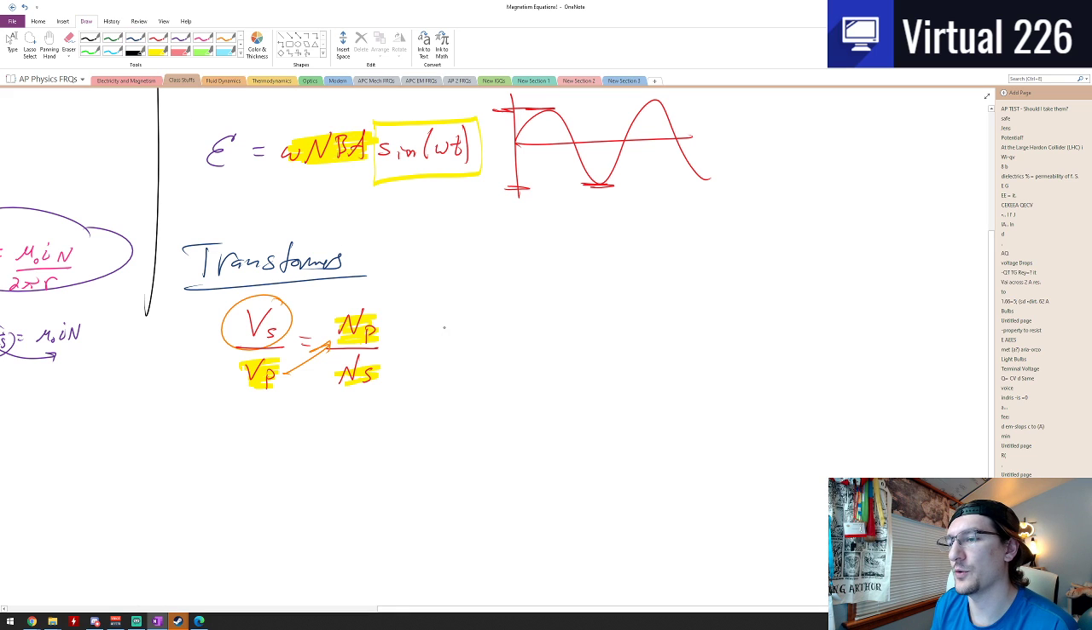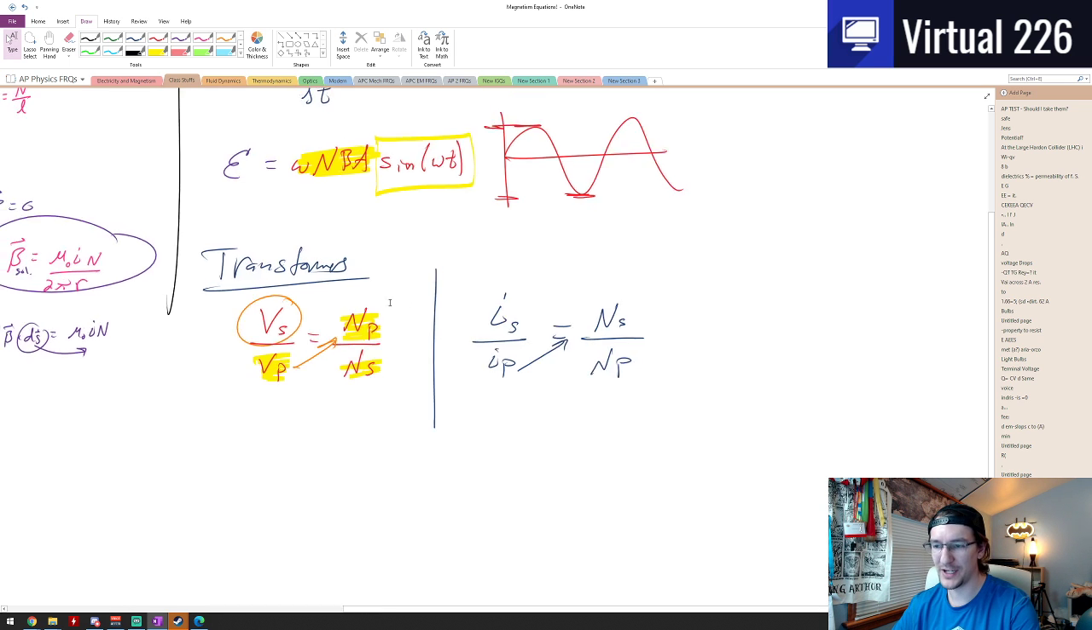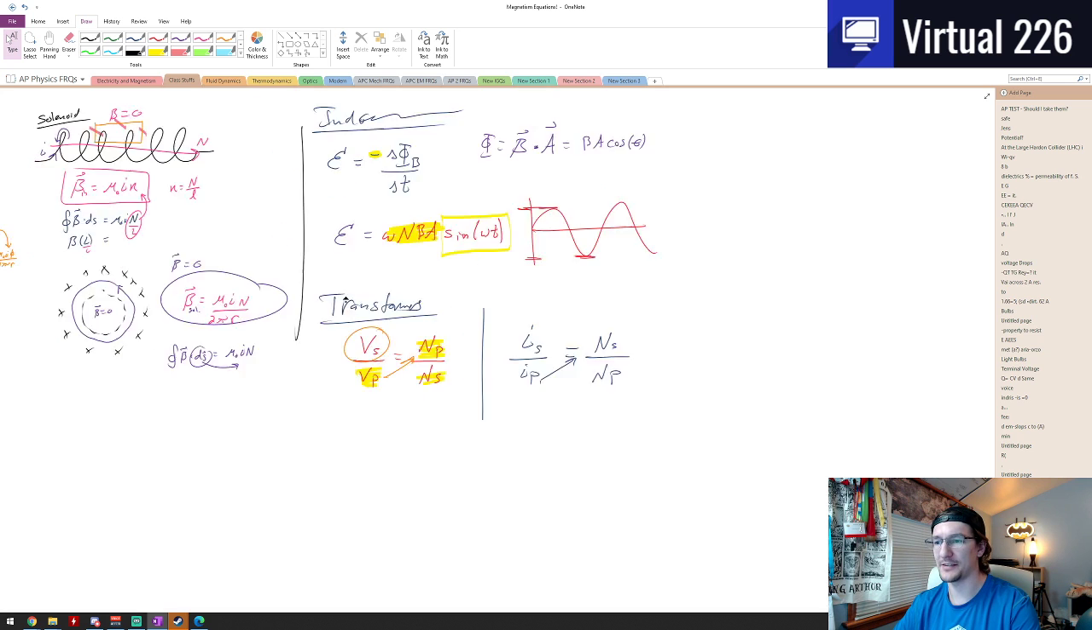We also learned that if you wanted to do this for currents, you could say that the current of the secondary over the current of the primary is equal to, because of the ratios, the number of turns on the secondary over the number of turns on the primary. So those are the last two things. Once again, if you wanted to find currents, you just multiply over. And that is it. That is everything for AP Physics 2 in terms of magnetism.